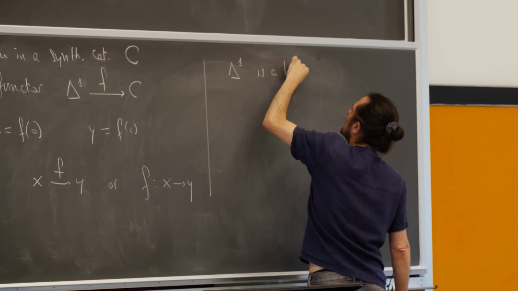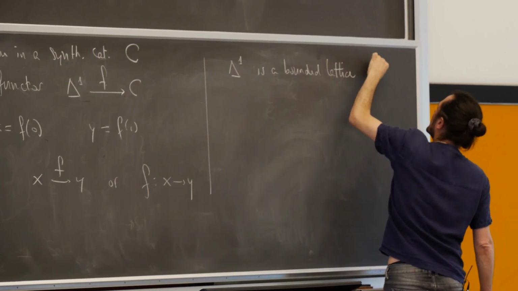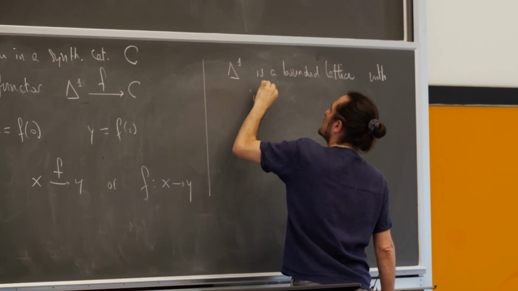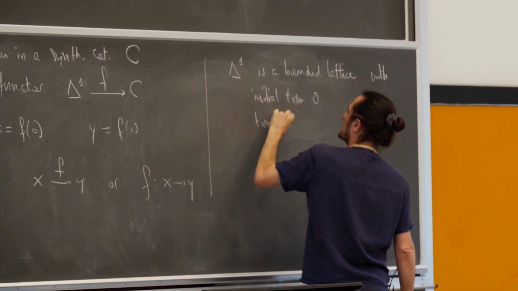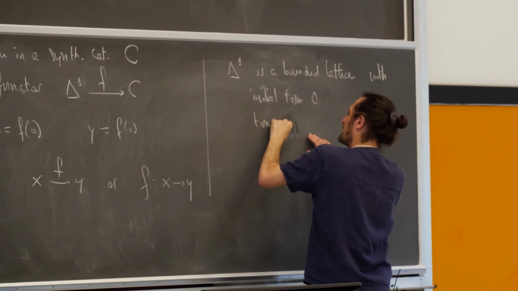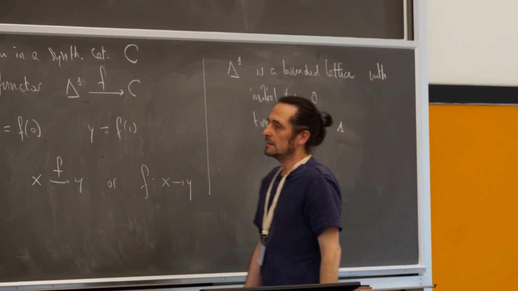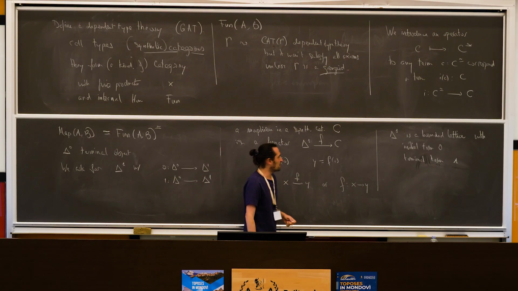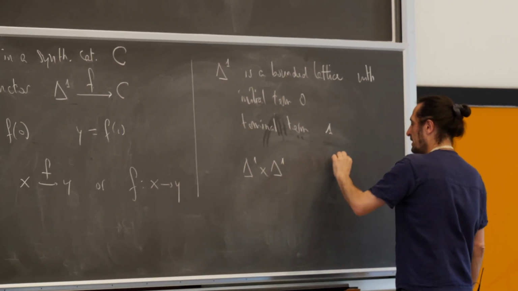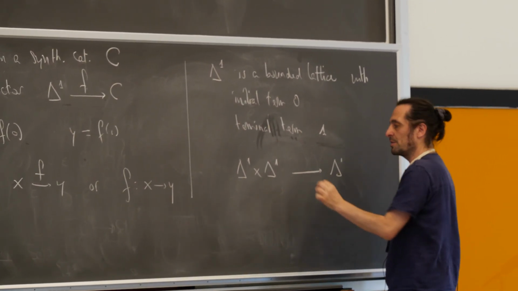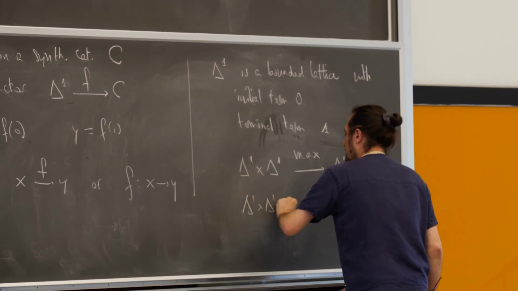And a very quick way to say it is that we add as an axiom that delta 1 is a bounded lattice with initial term 0 and a terminal term 1. And this you can explain very easily because what it means essentially is that remember you have finite products, so you can form delta 1 times delta 1. And there is an operator that is called maximum, another operator that is called minimum.